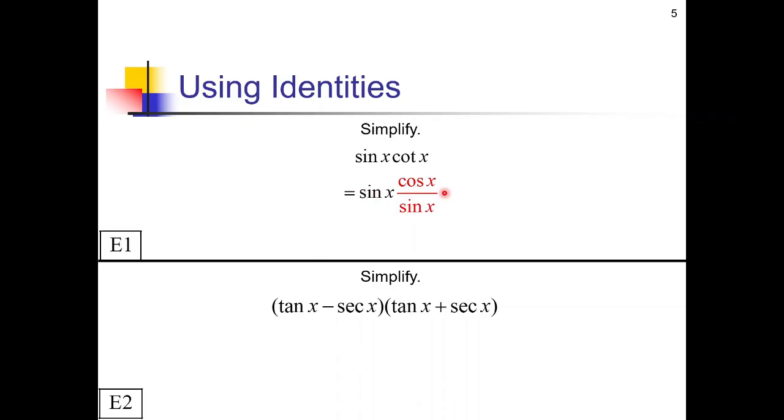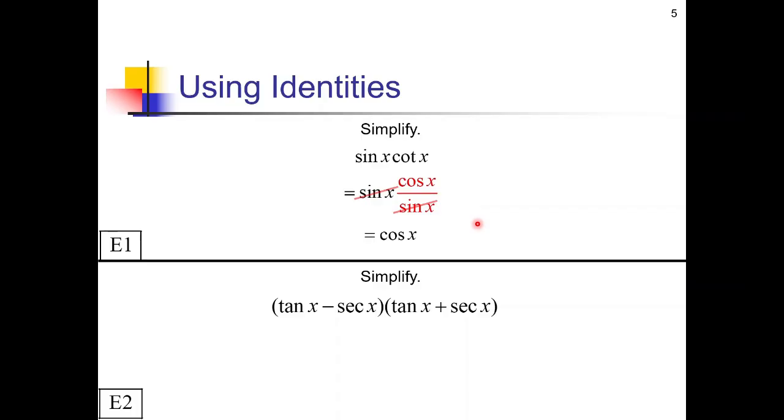Now that I've rewritten this in terms of sine and cosine, maybe I can do some algebra and simplify things. The sine up here and the sine down here can actually cancel out. These count as common factors, and we can cross-reduce here. Once I've canceled those, I just have cosine of x, and this is a single trig function, so this qualifies as fully simplified.